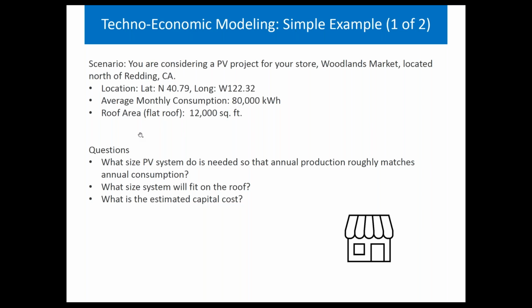So typical questions that I've gotten when I've done this type of modeling: what size PV system do you need so that your annual production matches your annual consumption? That doesn't necessarily mean you're going to go with that size system, but at least it helps you answer the so what. How much will the system matter? How big of a system can I actually get on my roof? And what's the estimated capital cost? Those certainly aren't all the questions you want to answer, but these are probably initial ones that you want to answer. Next slide, please.